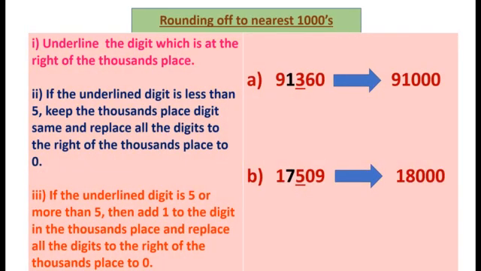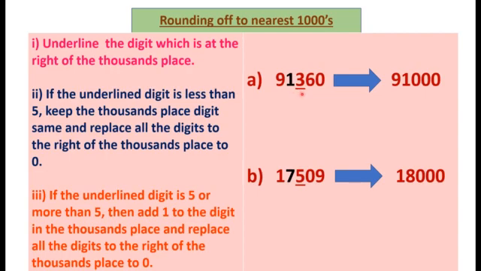Now next thing is, children, rounding off a nearest thousands. Okay, the same thing, children, we have to do, only the places are changing. Okay, so what is the thousands place digit over here? You can see 91,360. So 1 is the digit which is at thousands place. So first of all we have to underline the digit which is right of the thousands place. So we find 3 is the digit which is at the right of the thousands place.